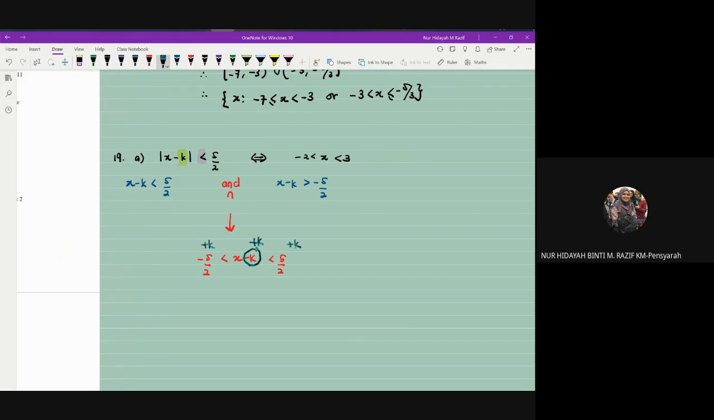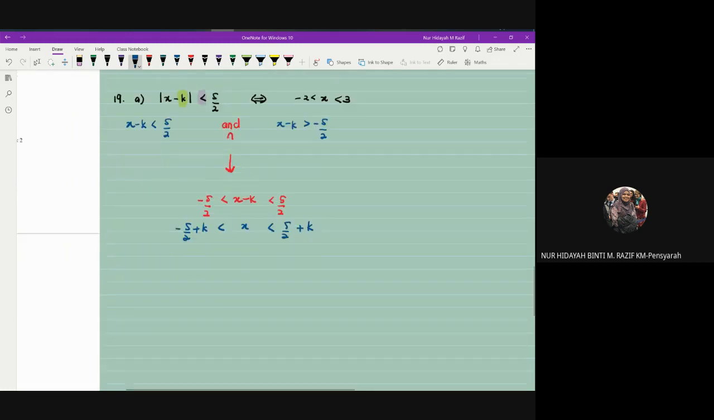Dalam math you have to be fair. Buat pada satu tempat, semua tempat kena buat. Okay, so I'm going to add K to all 3 parts. Now I have negative 5/2 plus K is less than X but less than 5/2 plus K.